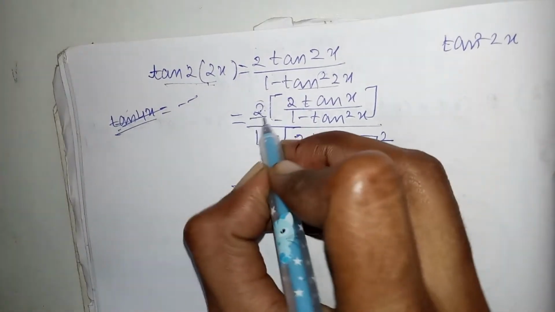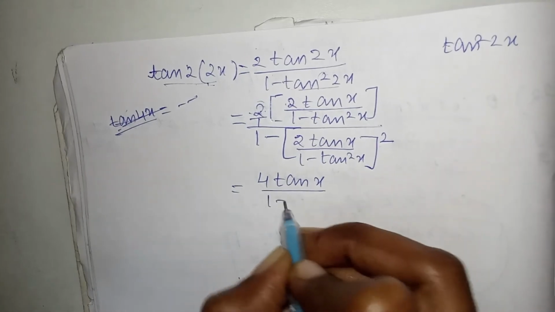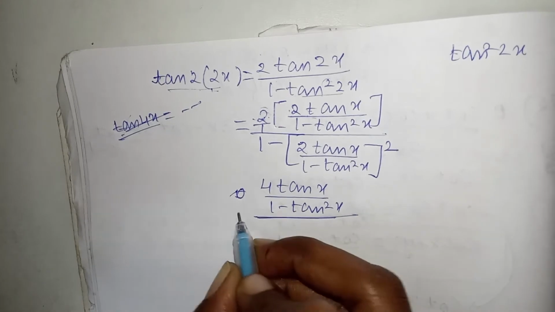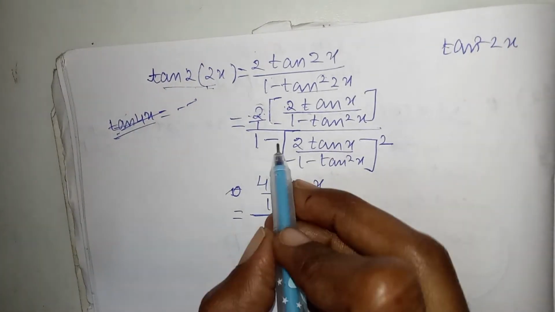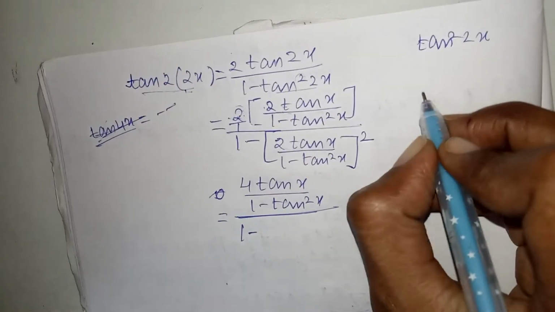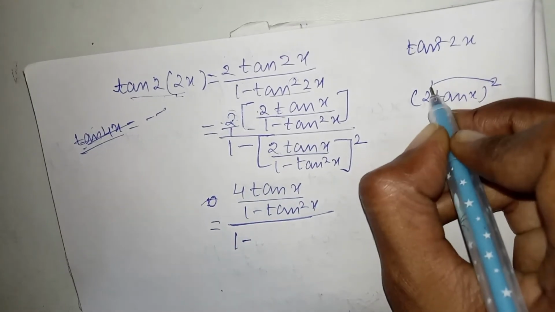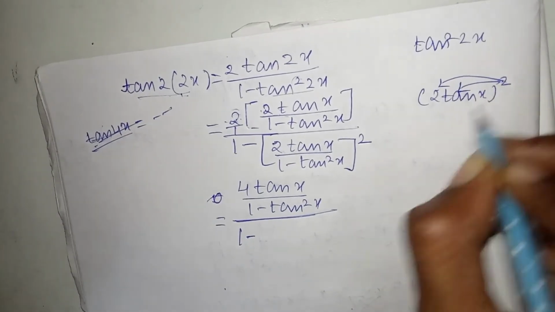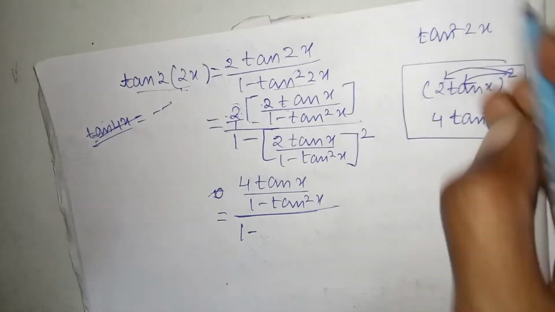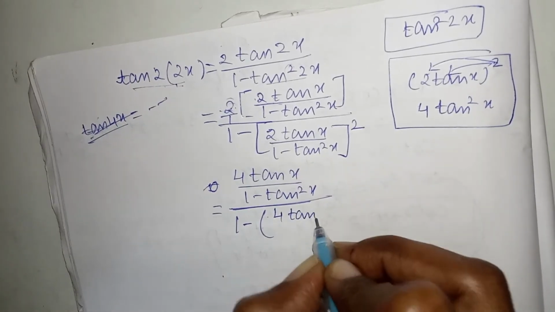Here by 1 is there. So 2 2s are 4 tan x by 1 minus tan square x by, and again 1 minus. So you have to apply the formula. Okay. So 2 tan x whole square is how much? So this square will give to 2 and also for tan x. So 2 square is 4. Tan x is tan square x. Okay. So 4 tan square x.